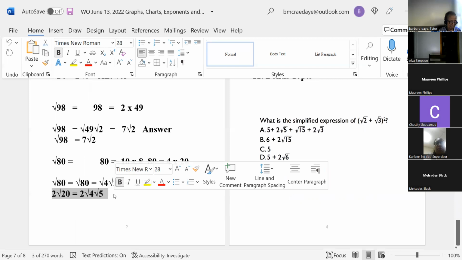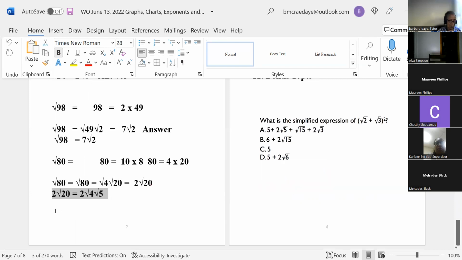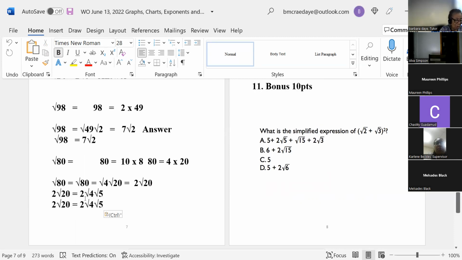Okay, square root of 4. What's the square root of 4? 2. Okay, so let's just put that there. You said that's a 2. Square root of 4 is a 2, so that would be times 2. And what's 2 times 2? 4. Okay, so 2 times 2 is 4, and so that's 4 times the square root of 5.